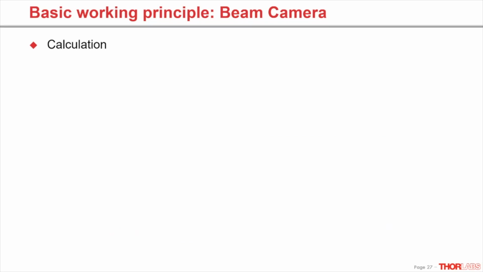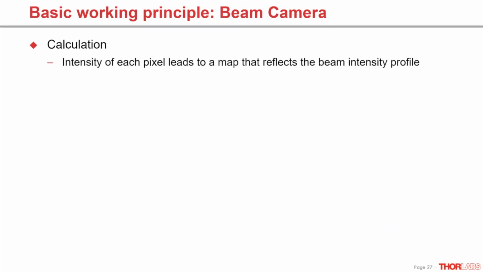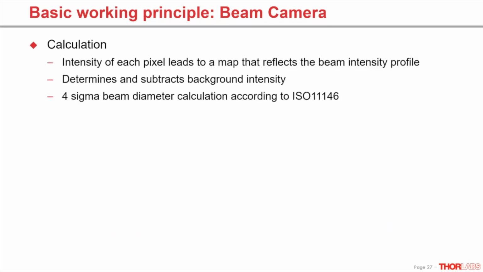To calculate the intensity profile, the measured current from each pixel is used and processed to a three-dimensional coordinate system. The beam diameter is calculated according to the ISO 11146 recommendation with the D4 sigma method. It is very important to measure the background that gets subtracted from the following beam measurement.